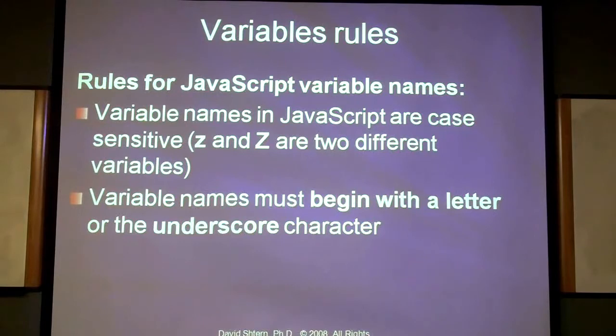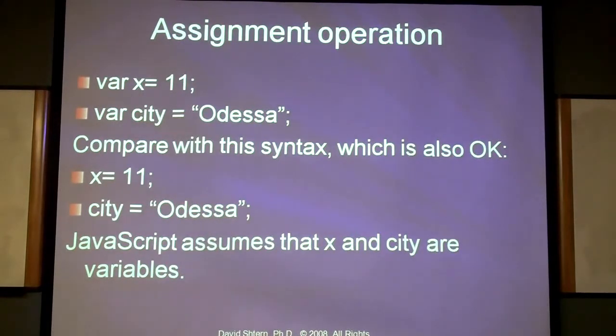Okay, so here are assignment operations, which we partially covered previously. In this case, I created a variable x and assigned a value of 11 to it. I created a variable city and assigned Odessa to it. And the same two lines shown here can be rewritten this way. The difference is that I omitted the keyword var. Okay, this will work too.